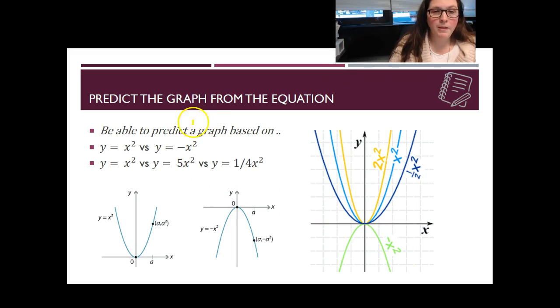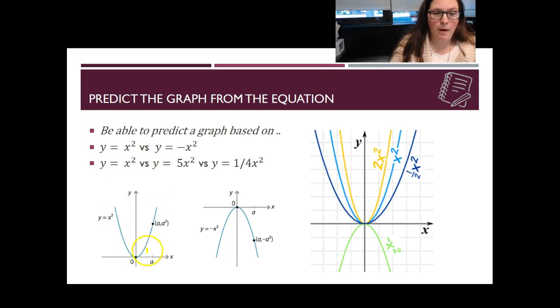Okay, so on this one, there's another video that shows you a whole bunch of fun ones playing with equations, but this one is just the basics. You need to be able in your quiz to look at an equation and know what it looks like. So the first one is our y equals x squared.